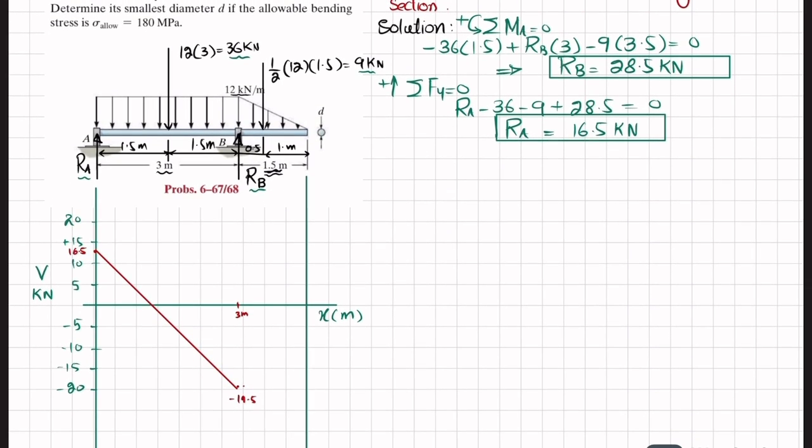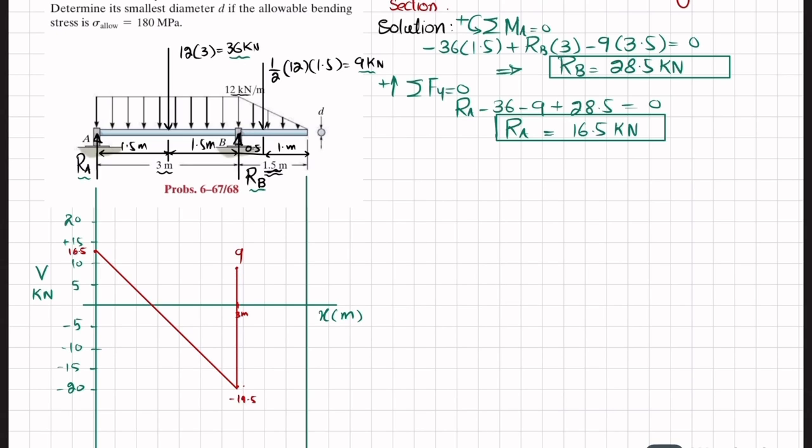Clear? And at this point we have RB upward, which is equal to 28.5. So minus 19.5 plus 28.5 will give you 9, plus 9. So at this point shear force will change to plus 9. Let this be plus 9.